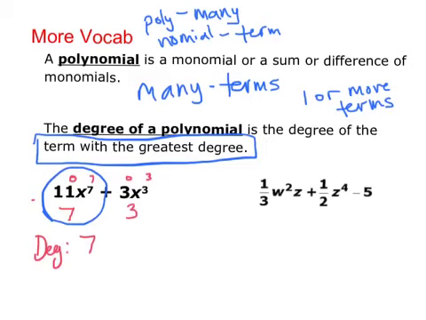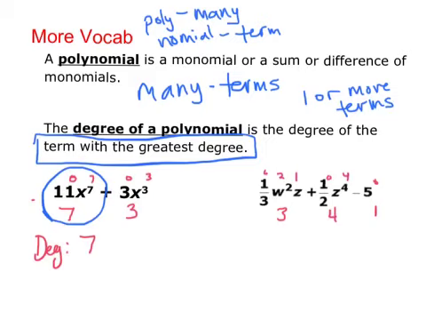And if we look at the next example, this is 0, 2, and 1, so this is a degree of 3. This is a 0 and a 4, so this is degree 4. This is a 0, so this is a degree 1.